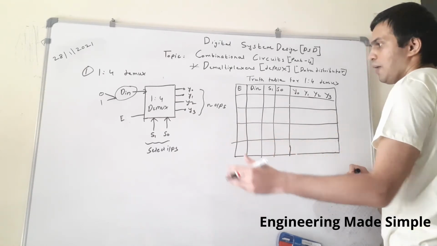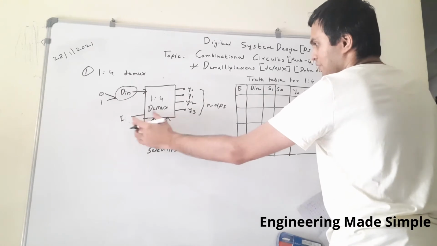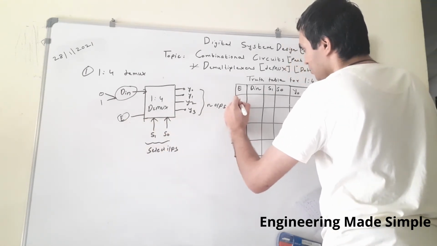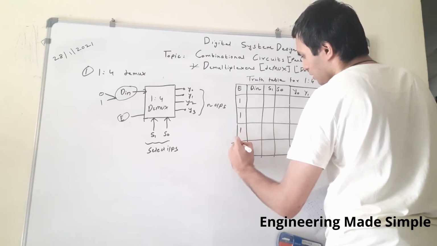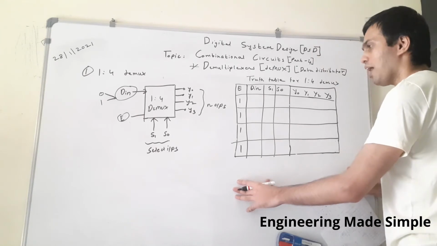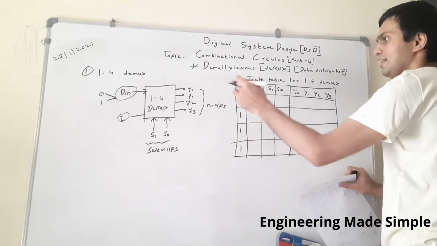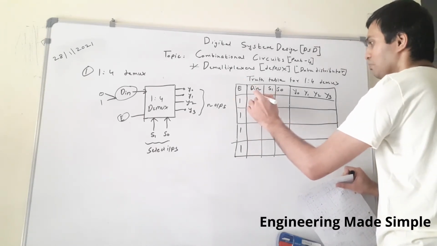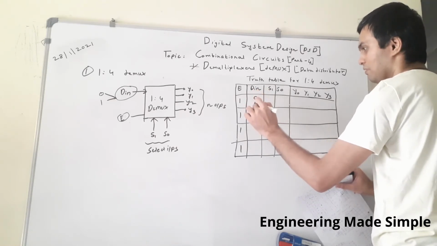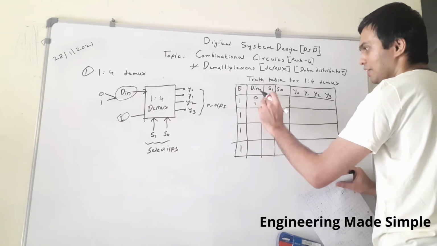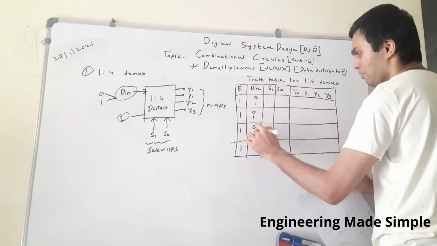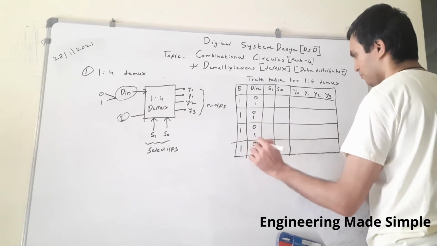So now we want to enable this demultiplexer. This enable is an active high input, so we have to keep it constantly at logic 1 for this truth table to be valid and the circuit to function. Now as I told you earlier, it is a single bit input, so it has only two possibilities, that is 0 or 1. So this data input can be either 0 or 1. For all the conditions it will be either 0 or 1.